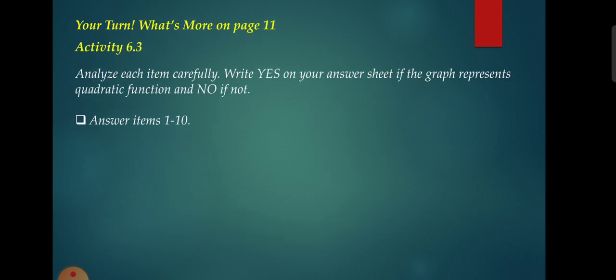So for your third activity on this module, on page 11, analyze each item carefully. Write yes on your answer sheet if the graph represents a quadratic function, and no if not. You'll answer items 1 to 10. Your guide is whether the graph in the activity is a parabola facing upward or a parabola facing downward. If it is neither, then your judgment is no.